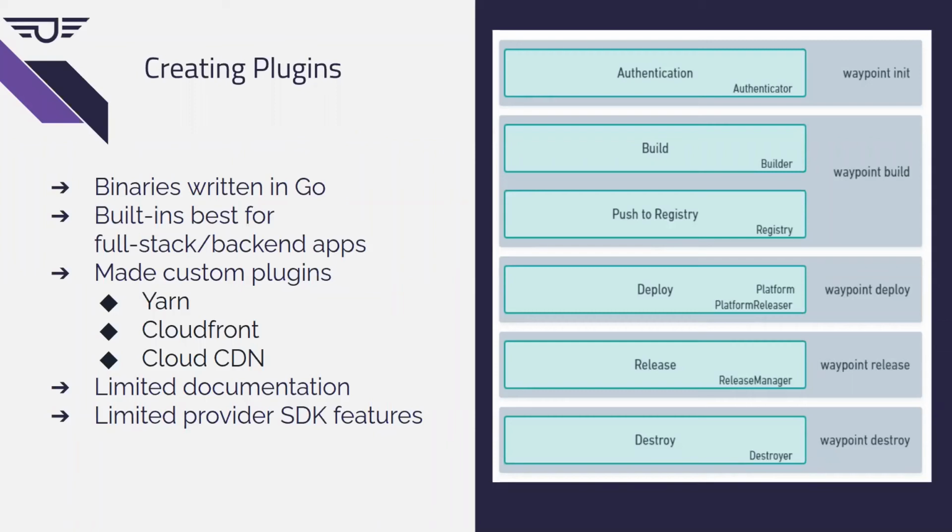For Pilot, we created several plugins. A Yarn plugin that executes during the build phase to bundle front-end applications into static files. An Amazon CloudFront plugin that interfaces during the deploy and release phases. This plugin will upload static files to S3 and release a static site to a CloudFront distribution. And finally, a Cloud CDN plugin for the GCP that works like the CloudFront plugin by uploading static files to cloud storage and releasing on Cloud CDN.